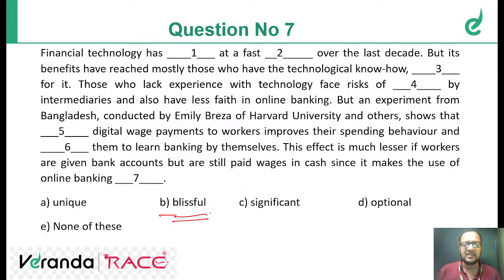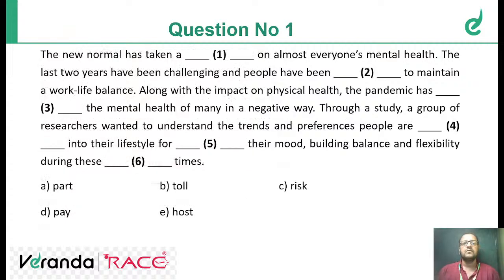So let us move to the second cloze test. The answer to question number 7 will be blissful. And you also need to understand the gist of the paragraph. That you need to understand. Okay, question number 1. The new normal.